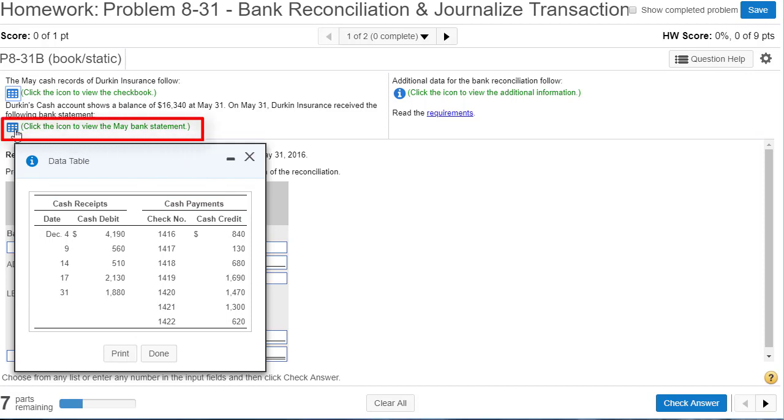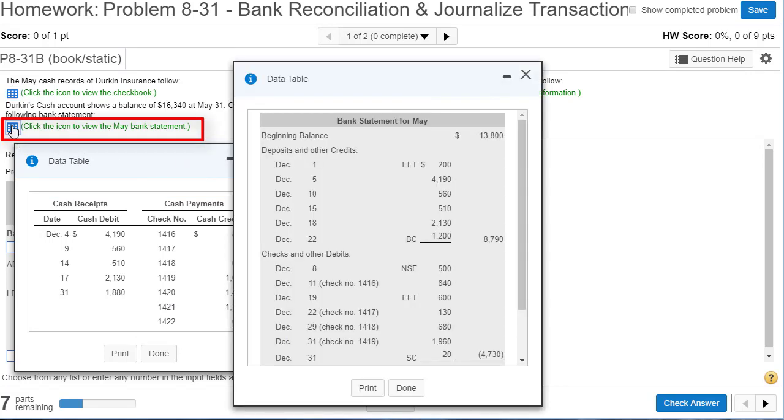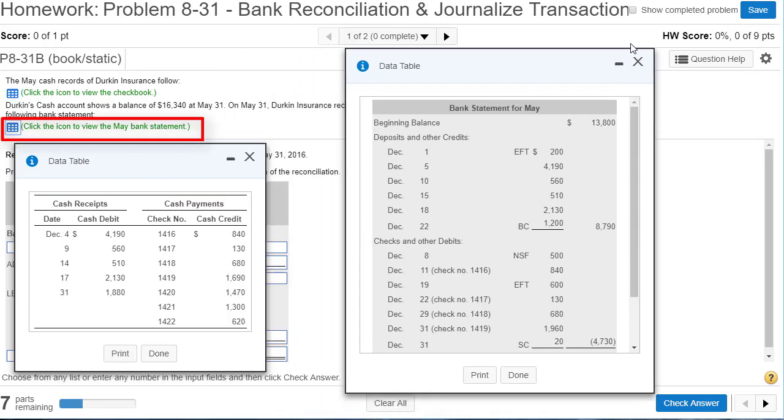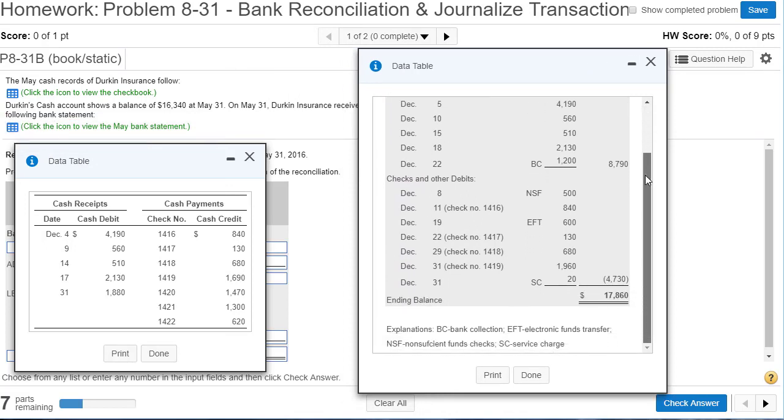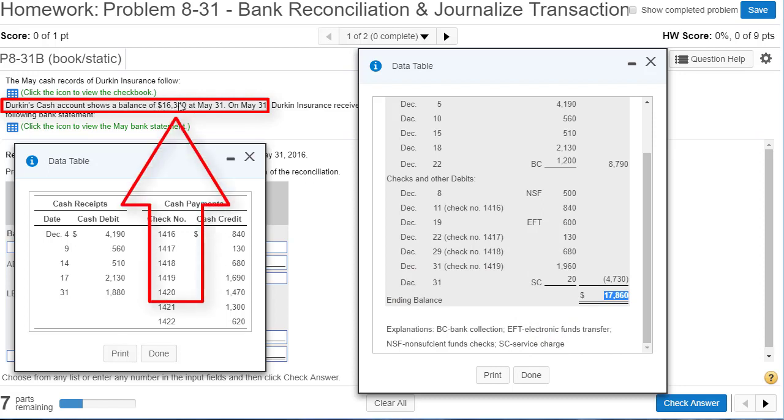And then we've got the bank statement for the month of May. So let's scroll down. Looks like the ending balance is $17,860. But over here it shows the cash balance is $16,340. So why is there a difference?